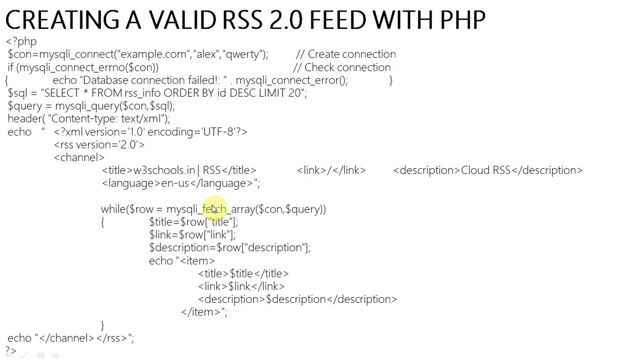So 20 times it will execute, and 20 times it will display the title of the news, link of the news, and description of the news. The format may be anything. This is the closing of the while loop, and then again we write echo slash channel and slash RSS. This way we can fetch, or retrieve, the news from the database.